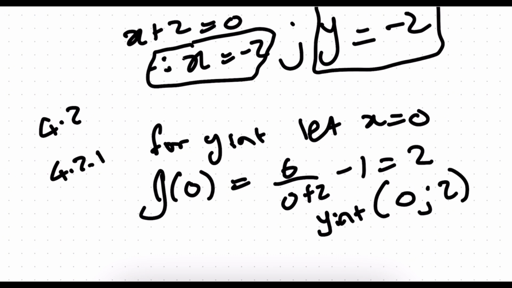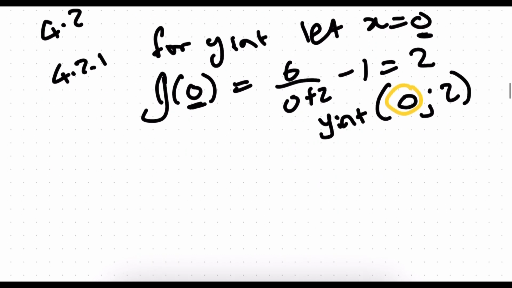Why am I adding 0? Because we say for the y-intercept, you let x be 0. So that's why your x is 0, and you determined your y to be 2. So that's your y-intercept. That's where the graph touches the y-axis. Okay, let's go and determine the x-intercept.